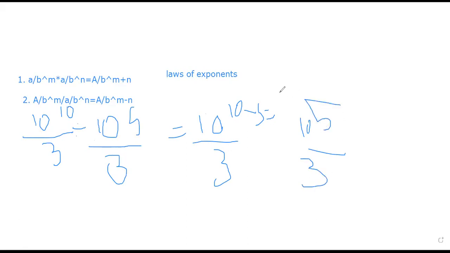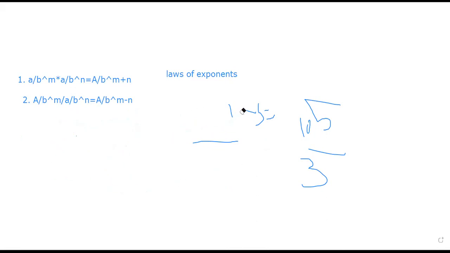So it says that, taking it as an example, (10/3)^10 divided by (10/3)^5. Here the bases are common, so you just subtract the exponent values, which is 10 minus 5. So you get the answer as (10/3)^5. This was also a very easy and simple law. So going ahead to law number 3.